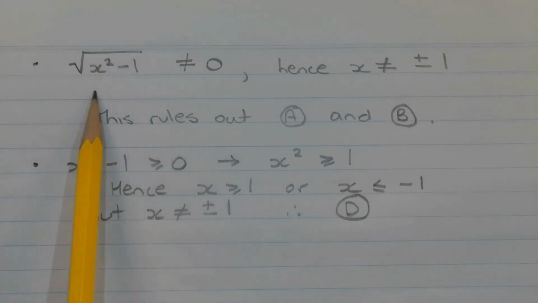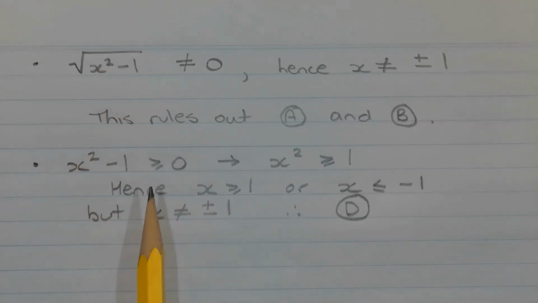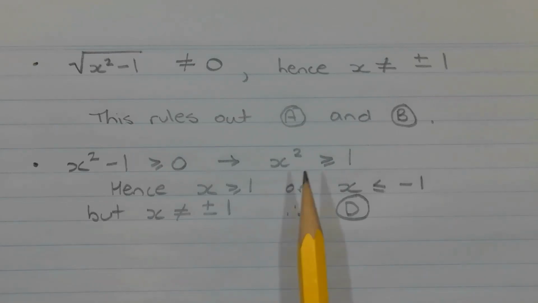Now, what's inside the surd, x squared minus 1, has to be greater than or equal to 0, or else we'll be taking the square root of a negative value. This implies that x squared has to be greater than or equal to 1. Solving this inequality, we have either x is greater than or equal to 1 or x is less than or equal to negative 1. But x cannot equal positive or negative 1 from this condition here. Therefore, the correct answer is option D.